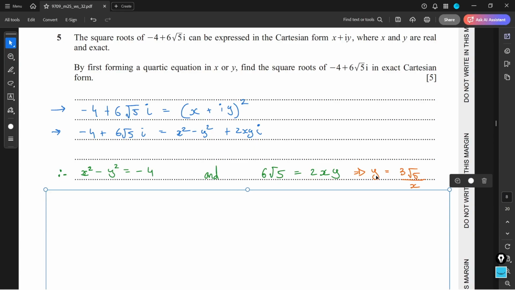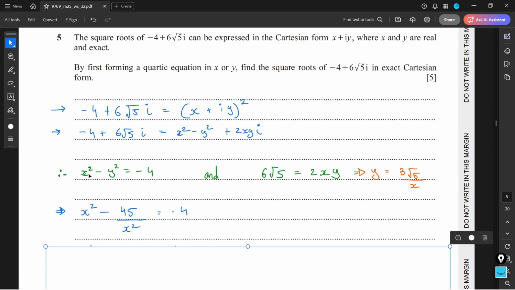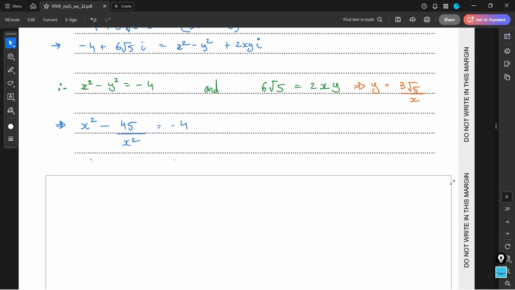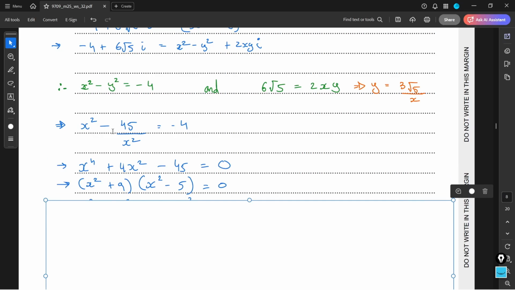Now I'll need to take this y and substitute it over here, and in doing this, I'm going to end up getting x square as it is, then y square will become 3 root 5 square, which is 45, that is why I'm getting 45 on the top, and x square is equal to negative 4. After this, I'm going to multiply my x square on both the sides so that I'm going to end up with x to the power of 4. Then this minus 4x square will come to the left side to become positive 4x square. And then over here, minus 45 is remaining because x square gets cancelled out when we multiply this term with the x square. And this is equal to 0.